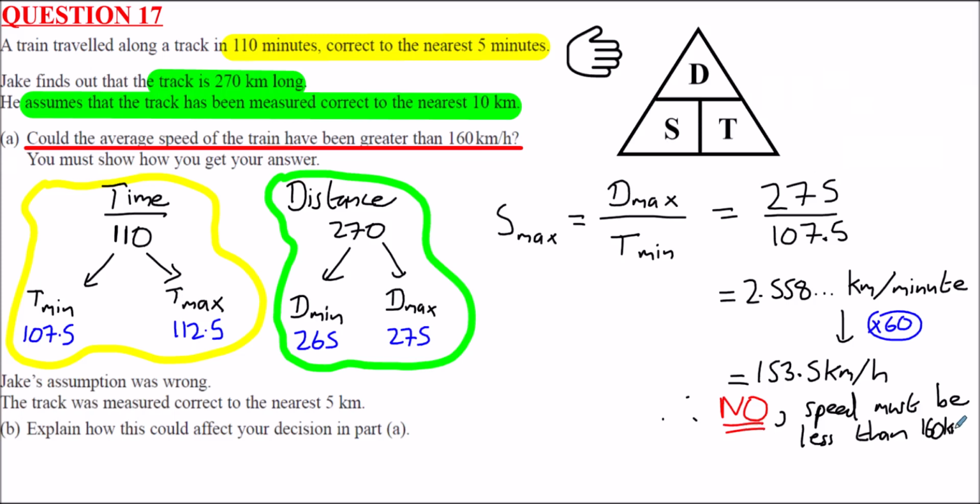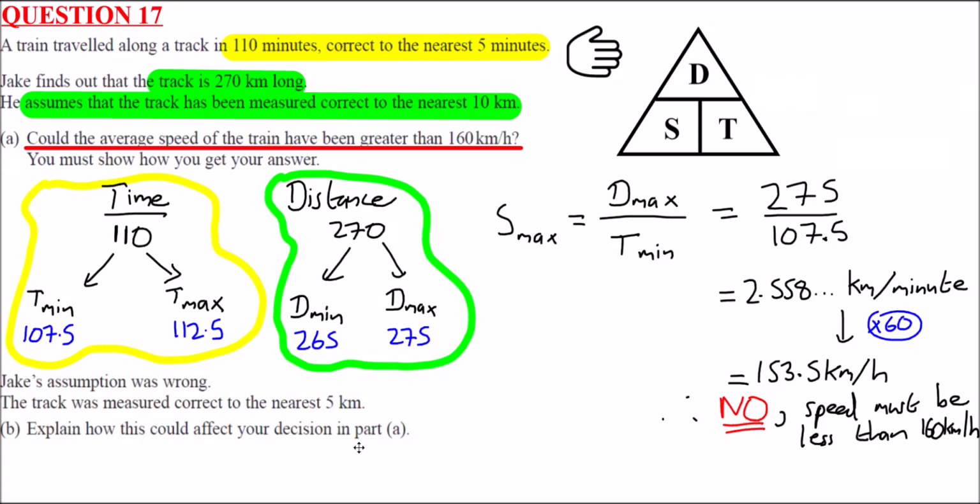So always answer the question, never assume you're done until you've actually answered what it's saying. It might be a yes or no. In this case it was a yes or no question. The final thing it's saying for part B is Jake's assumption is wrong. It was actually measured correct to the nearest 5 kilometers. So for part B, explain how this could affect your answer to part A.